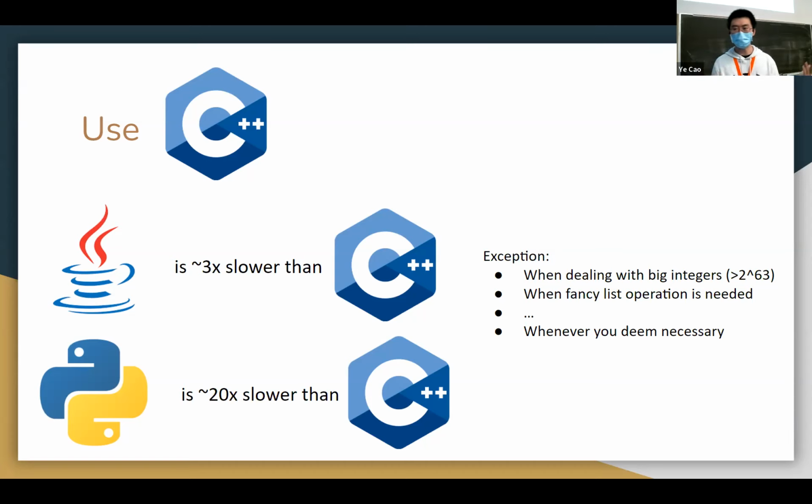So consider that whenever you deem it necessary, right? There is no set of rules that you have to follow. You can always be flexible, but whenever you choose to use a slower language, Java or Python, just keep in mind that Java is about 3 times slower than C++. Python is about 20 times slower than C++. Keep that in mind and be careful when you're writing it.